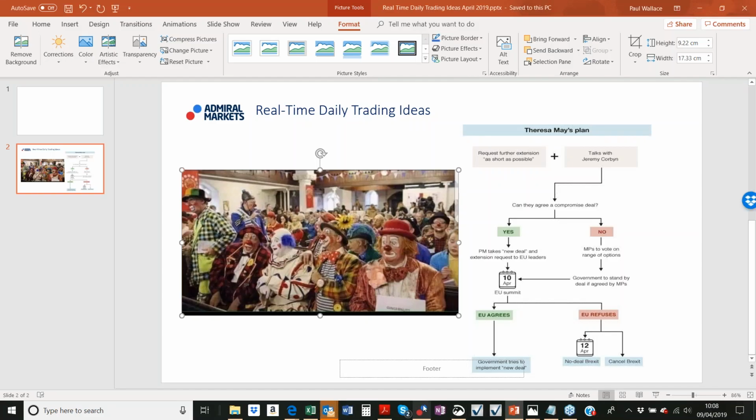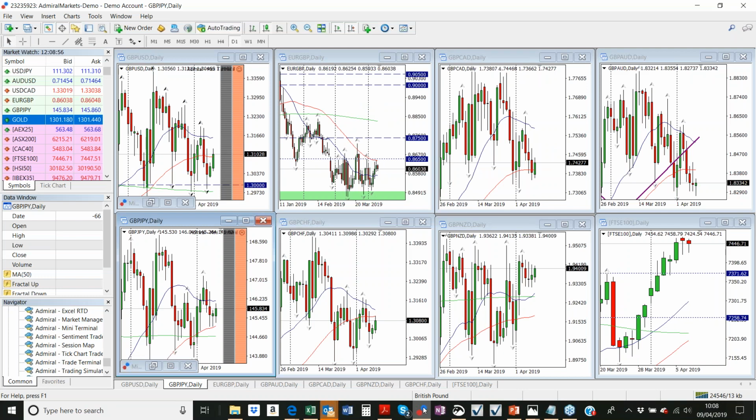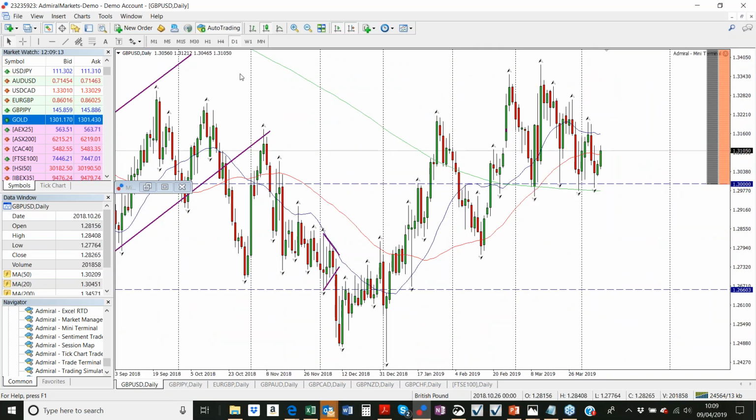So let's have a look at what's been going on with sterling. Well, as I've said for the last couple of weeks, sterling has been in a bit of a block. One day it's flying high, the next day it's down on its luck. I'm particularly interested in pound against dollar here. This is the daily chart. Simple charts for those of you joining us for the first time.